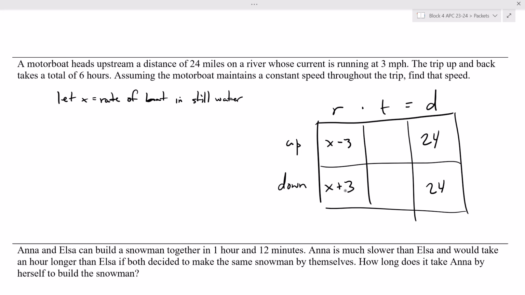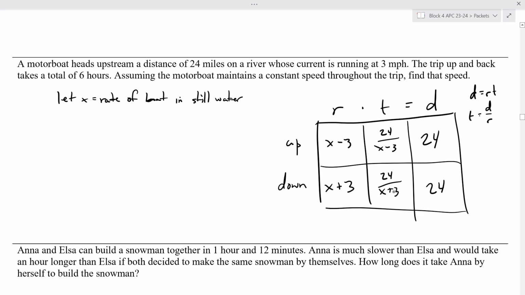Now, time here, we don't know much about the time. You could introduce another variable, but I'm going to ask you not to, which means we're just going to use what we have here to fill in that time. And since we know that d equals r times t, we also know that t equals d over r. We have d, we have r, so this time I'm going to call 24 over x minus 3. This one I'm going to call 24 over x plus 3. Yes? We can also set y, yeah, x minus y. That's fine.